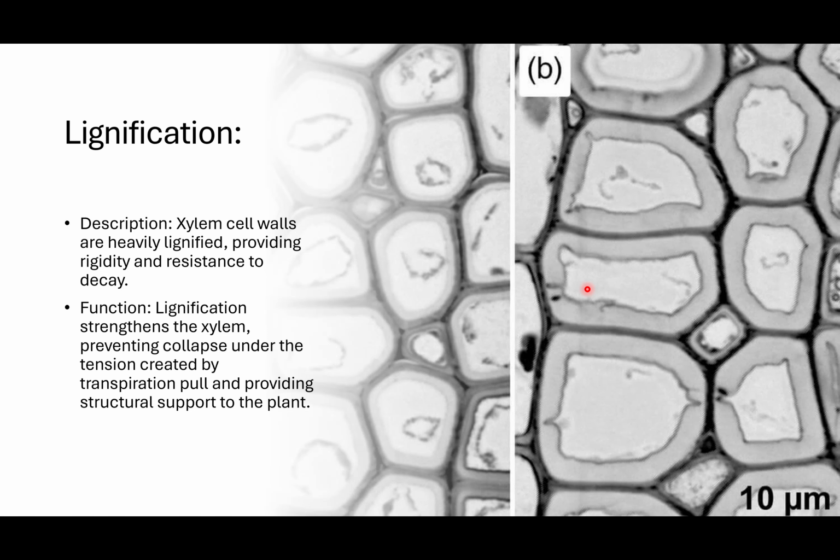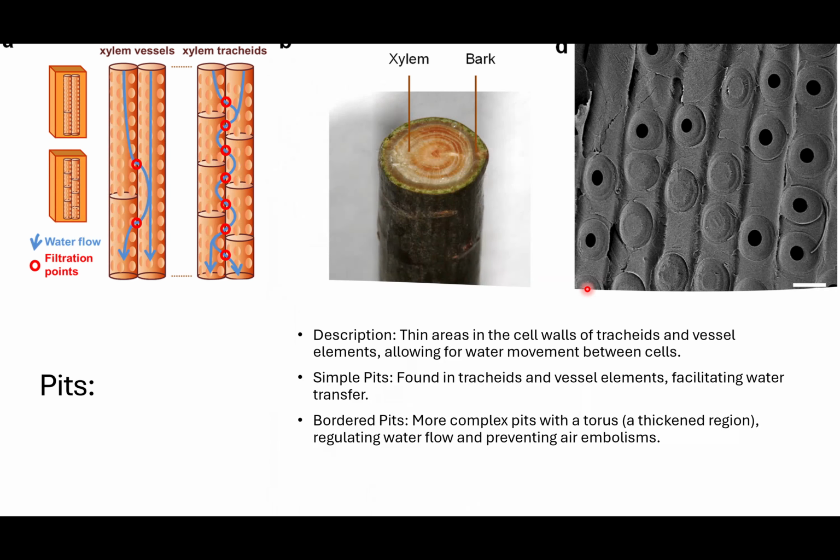We also have the pits now. The pits are found within the tracheids and vessel elements that facilitate the transfer of water laterally, right? We have simple pits and we have bordered pits. Usually when we talk about pits, we're talking about the simple pits, right? But bordered pits are more complex, right? With torus, or what we call a thickened section, regulating water flow and preventing air embolisms, right?